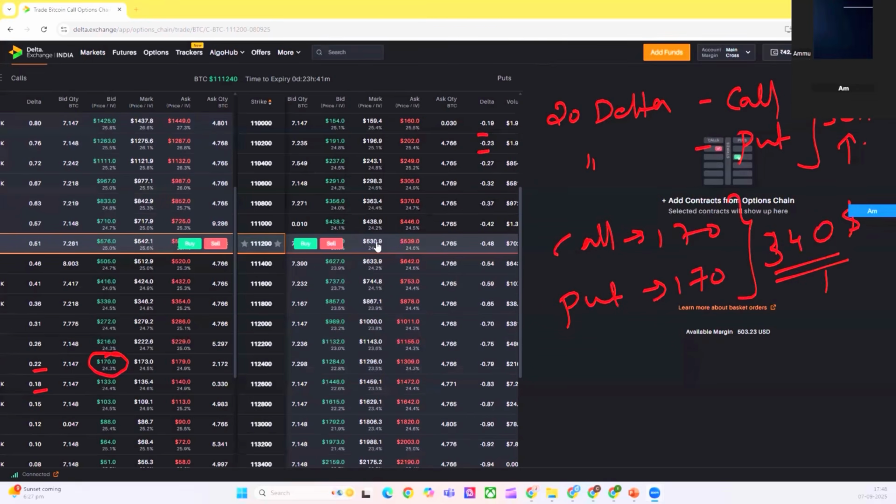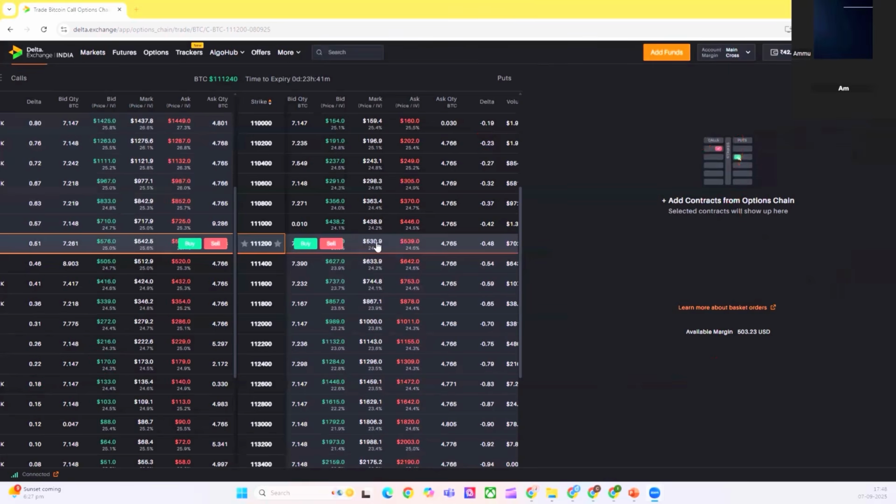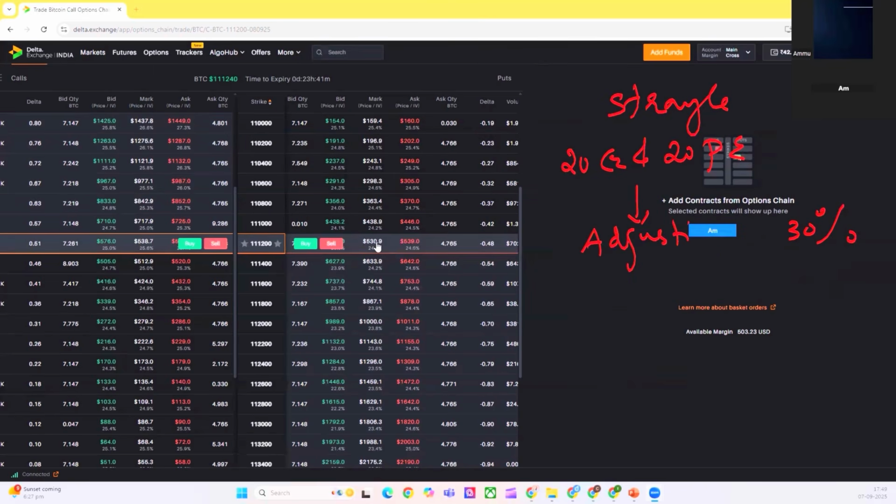Now here there is no protection, there is nothing but a simple strangle. So I start with a strangle. So the step will be like this. I start with a strangle with 20 delta call and 20 delta put, right? And then what I do is I slowly adjust when I see 30% move on any one of the legs. So the adjustment will come. I'll be discussing this adjustment also, adjusting when 30% change will come in any of the legs, and slowly you will be progressing from this 20 delta to 50 delta.